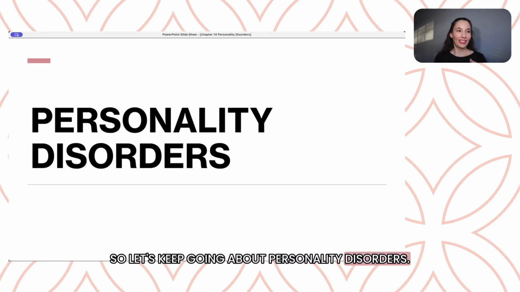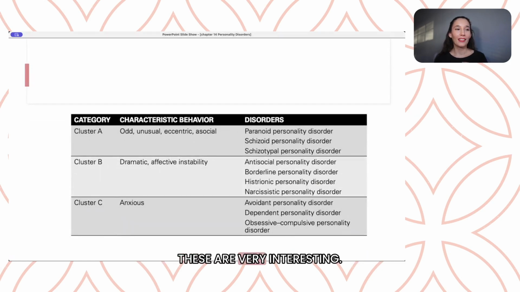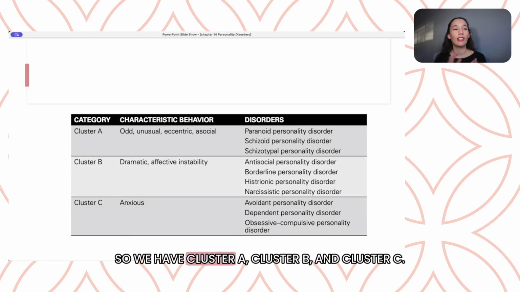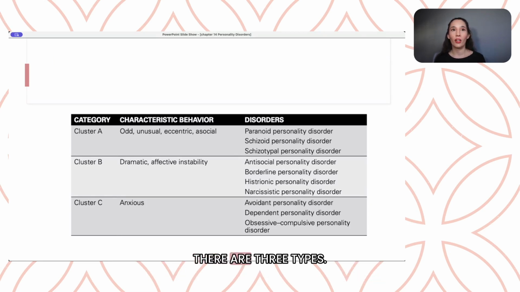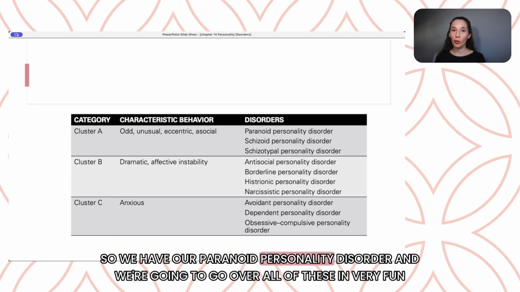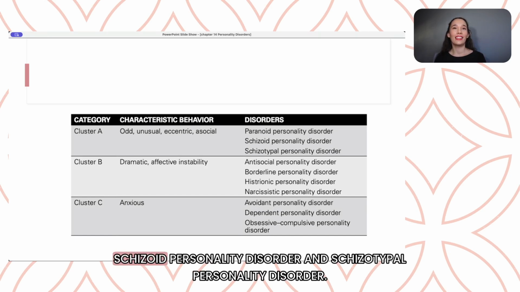So let's keep going about personality disorders. These are very interesting. We have cluster A, cluster B, and cluster C. Cluster A are our odd, unusual, eccentric, asocial personality disorders. There are 3 types: paranoid personality disorder, and we're going to go over all of these in very fun ways, schizoid personality disorder, and schizotypal personality disorder.